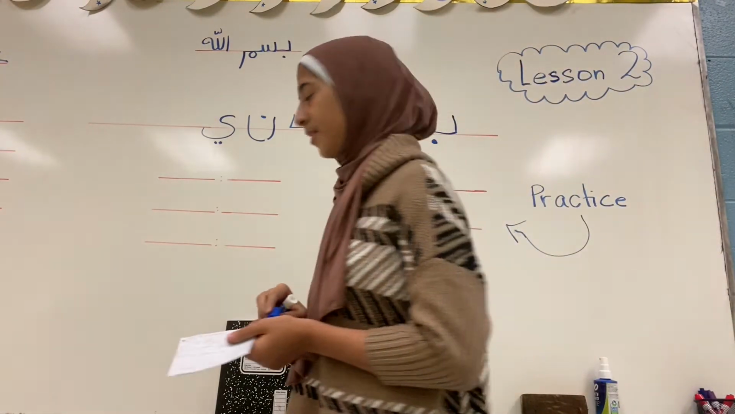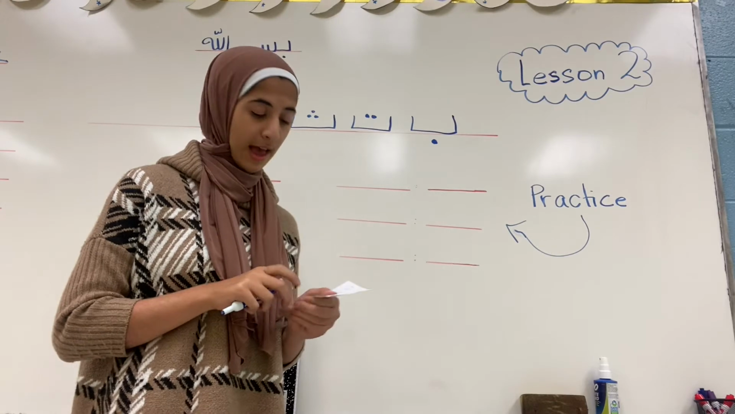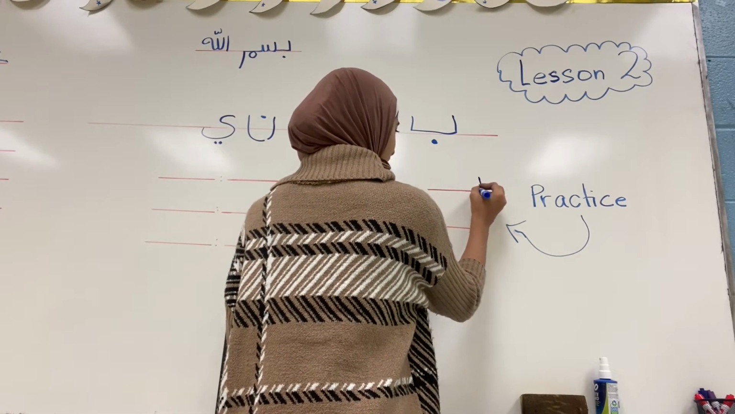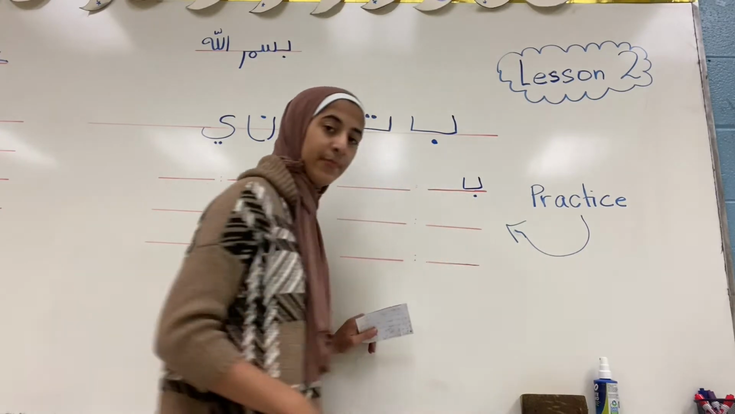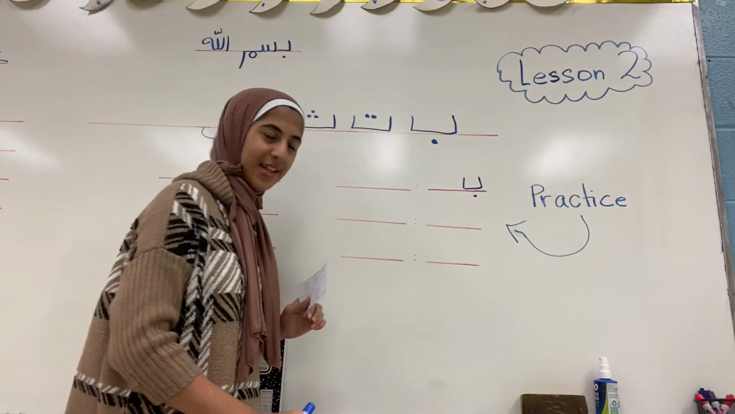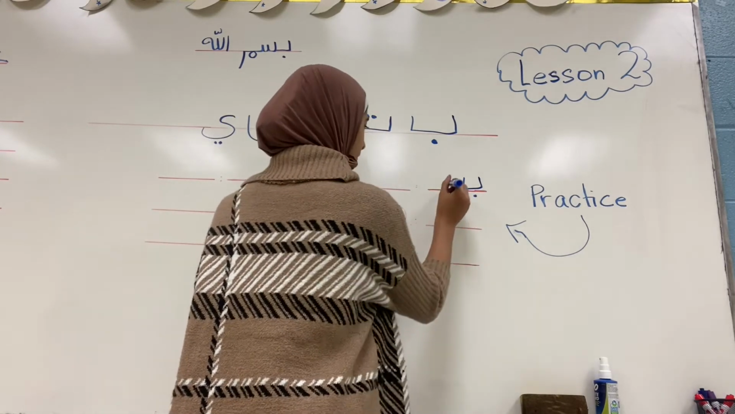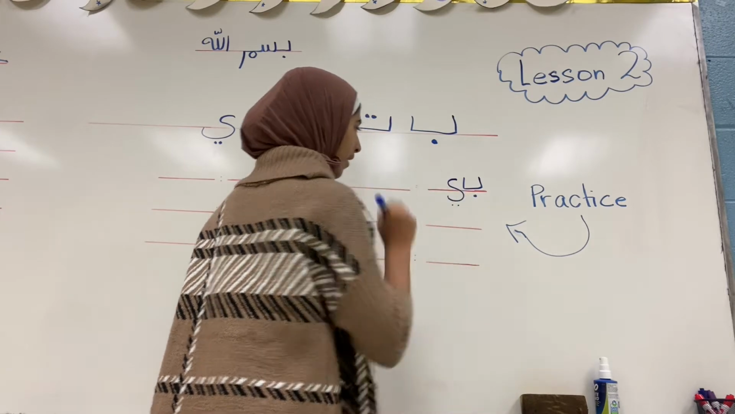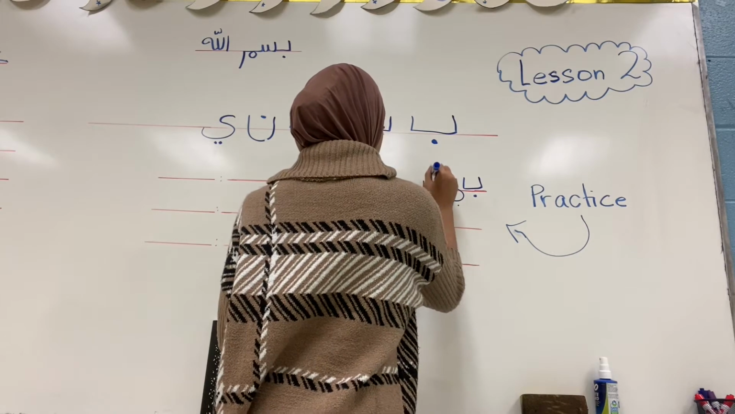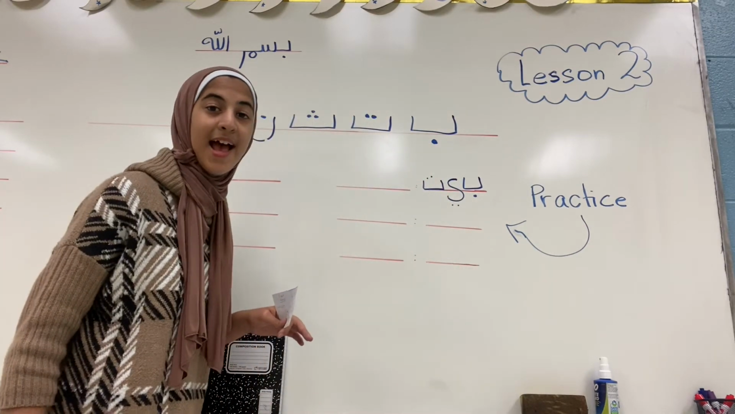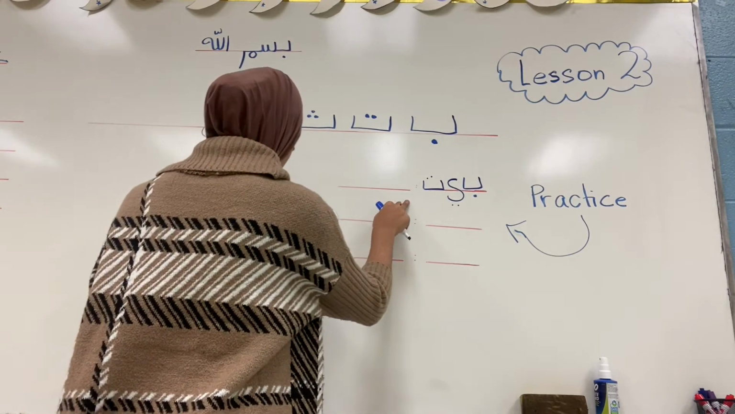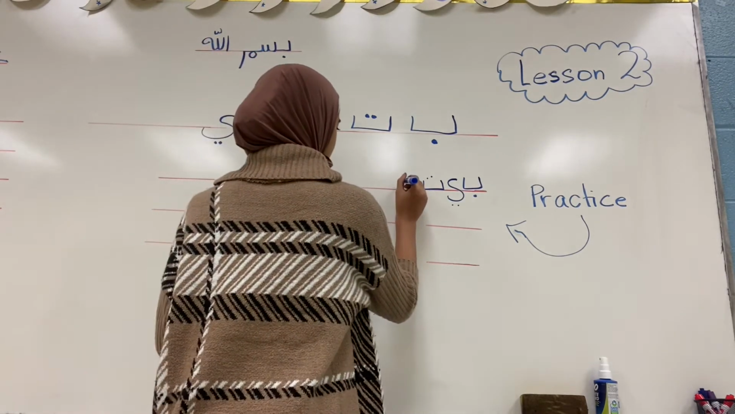Now, let's begin connecting our first word. Let me give you the letters. Make sure to write this down in your daftars, everybody. Now, let's continue. Ba. Ya. And Ta. These are the letters that we're going to connect to form a word. So, let's connect them.